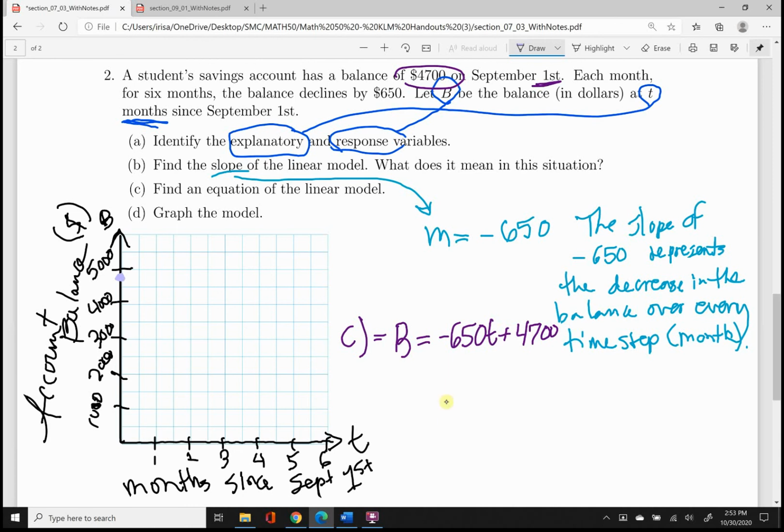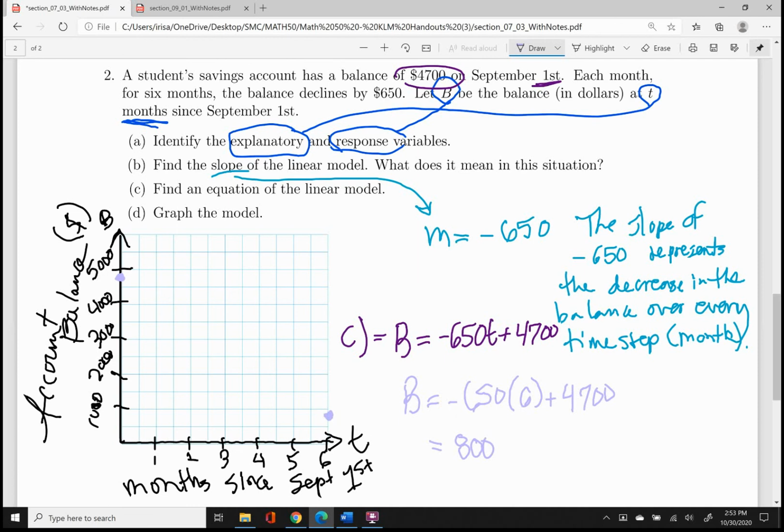And then if we wanted to calculate what it's looking like at 6 months past, we could plug in a 6 for t and calculate the b value. So what's negative 650 times 6 plus 4,700? So, take out your calculator. Don't bother doing this by hand. I believe that'll have a balance of $800. So for month 6, we're down to $800, which is going to be right about there-ish.